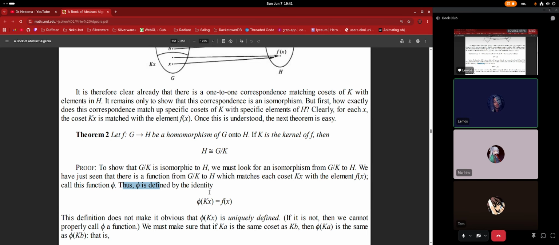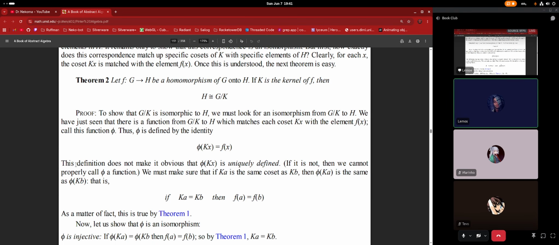Thus phi is defined by the identity, so this is going to be the phi. This definition does not make it obvious that phi of Kx is uniquely defined. We must make sure that if Ka is the same coset as Kb, then phi of Ka is the same as phi of Kb, that is this thing. But this is what we just proved in the previous theorem, right? So if and only if this is true, then this is also true.